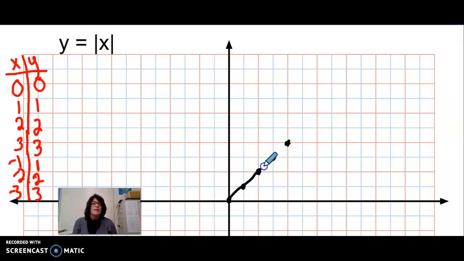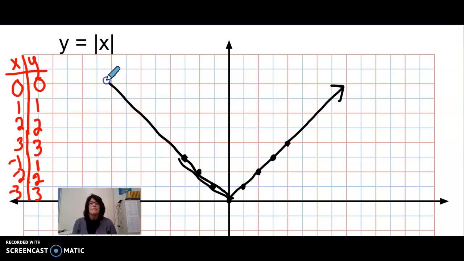I can see what's happening here. It's like I'm going to have a line. Let's see what happens with -1. Oh, wait, -1 is +1. -2 is +2. -3 is +3. I don't get a line. I get a V. If I could draw straight, hopefully you make a nicer graph.